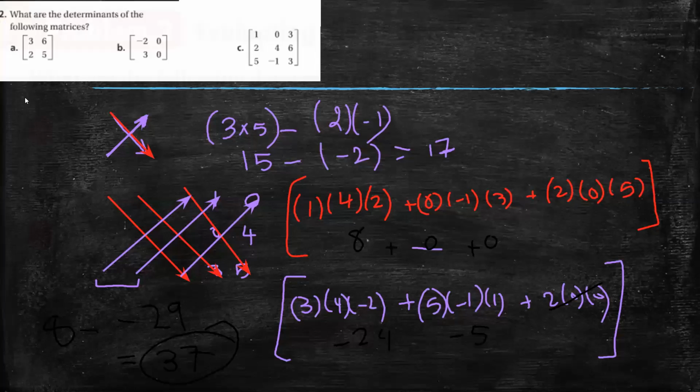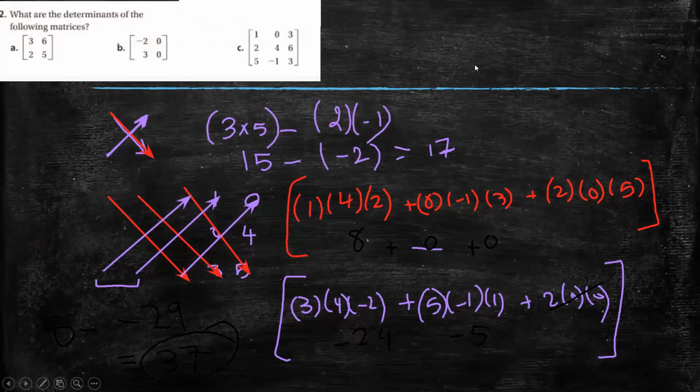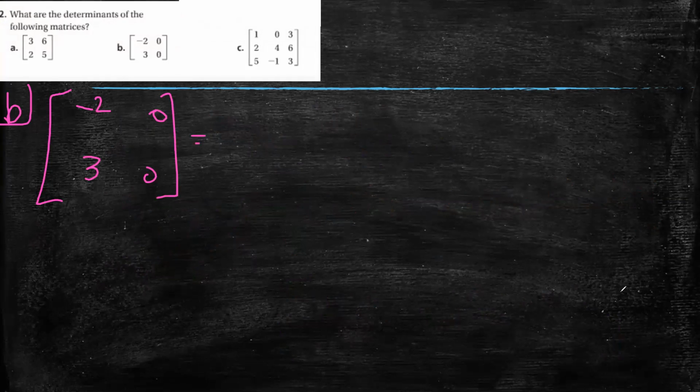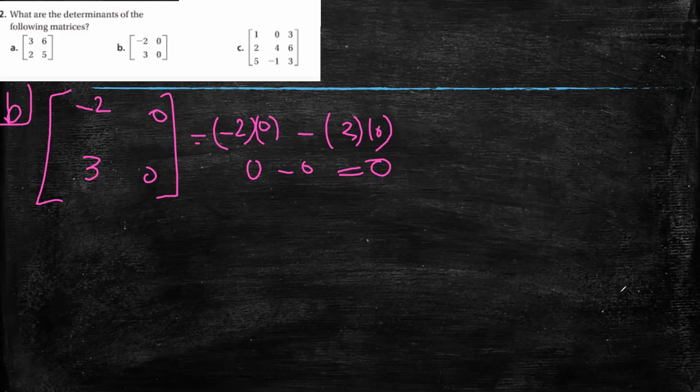Well, let's have now another example. What are the determinants of the following matrices? Let's solve B and C. In B here, we have -2, 3, 0, 0. So the determinant here is -2 times 0 minus 3 times 0, which is 0 minus 0. So what is the determinant here? 0. It is 0.